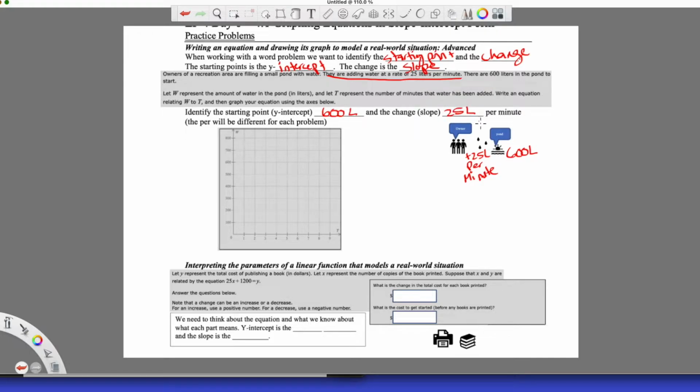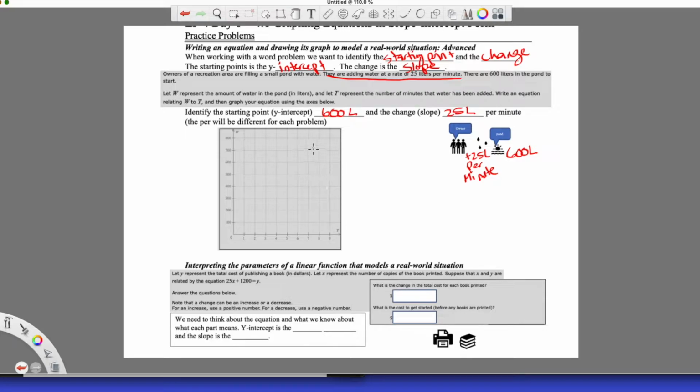So the per will be different for each problem, so make sure you're paying attention. It's not always going to be liters per minute for water. It just depends on what the situation is. But there will be some idea like that. We'll say each or per. You'll get the idea. It's multiplication.